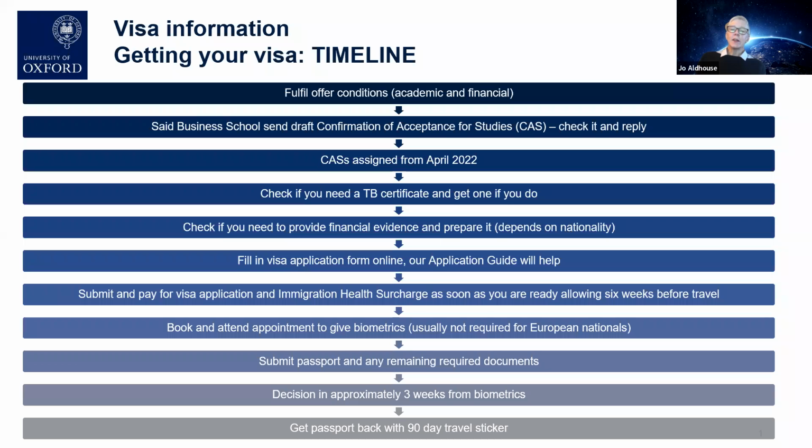So to find out the list of relevant countries, you can Google it. It's on the UKVI website. So if you Google UKVI tuberculosis, it'll come up with the list and you can check that.